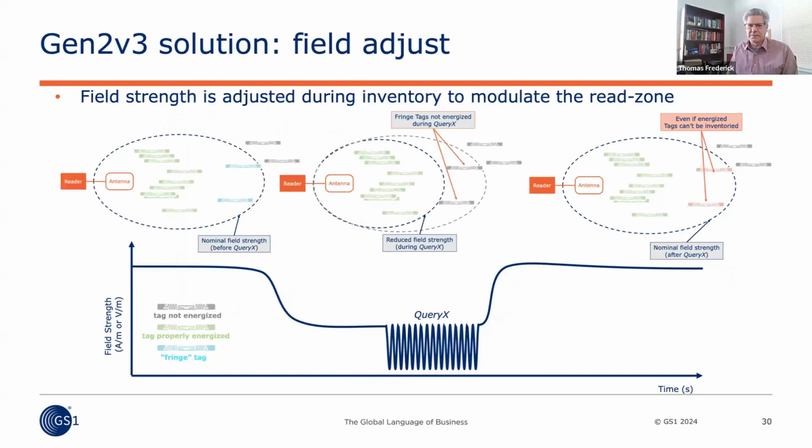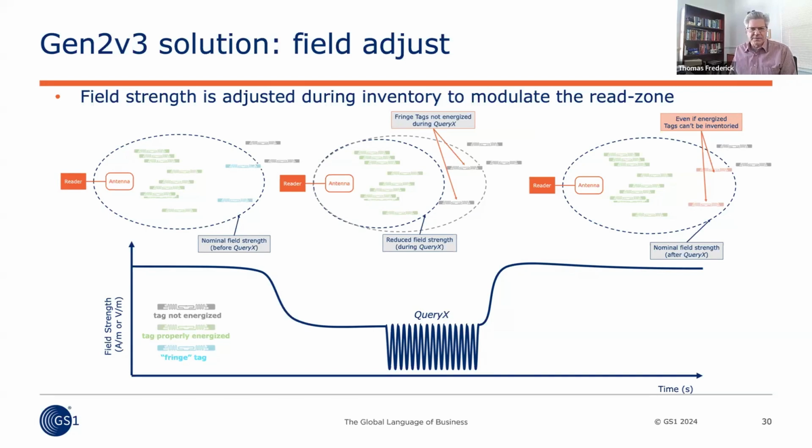So the solution is this field adjust idea. On the bottom there, it shows field strength versus time. The reader starts out at some point at full strength, whatever that is. And you see up above the little infographic shows where the field is for that full strength transmission. And then prior to sending out the commands that start the inventory round, the reader modulates its field strength down by, again, up to 2 dB, I believe. And it dwells there for a moment, maybe 500 microseconds, before sending out the command.